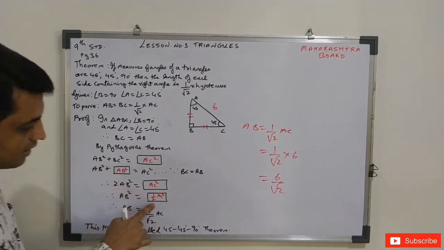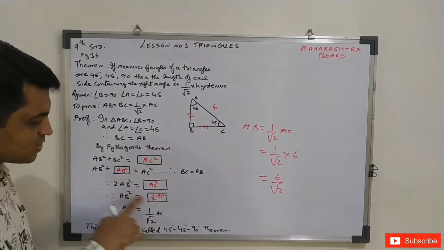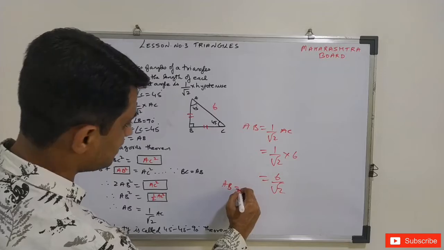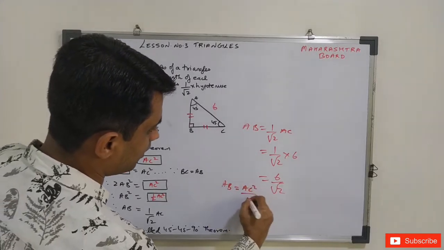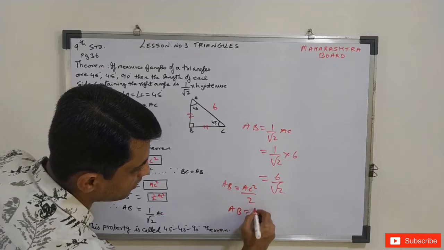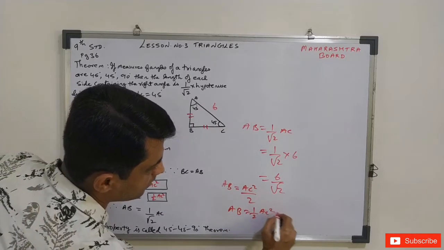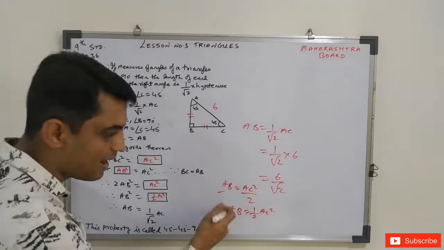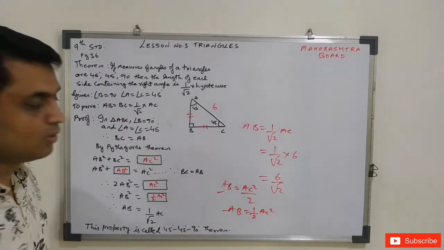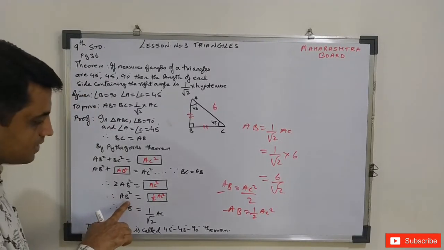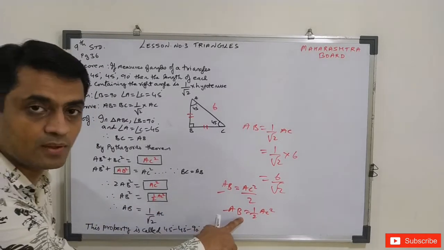Now this 2 we have taken down. Transpose here. It means you will get AB square is equal to AC square upon 2. Now this can be written as AB square is equal to 1 upon 2 AC square. Yes, correct. This and this mean one and the same. I have taken the 1 outside and written it. You write it this way or this way, it is one and the same. So we got AB square is equal to half AC square.